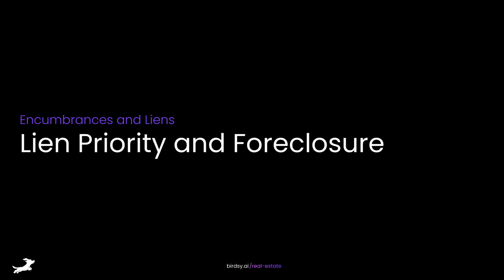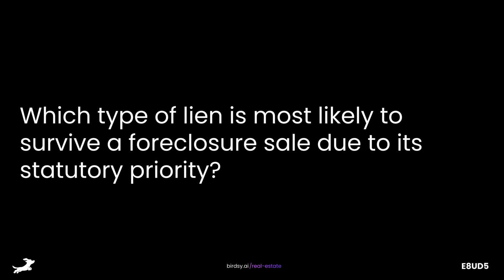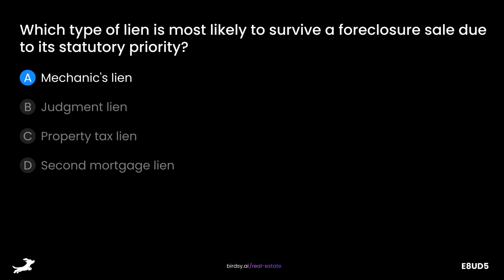Encumbrances and liens. Lien priority and foreclosure. Which type of lien is most likely to survive a foreclosure sale due to its statutory priority? Is it A, mechanics lien, B, judgment lien, C, property tax lien, or D, second mortgage lien? The answer is C, property tax lien.